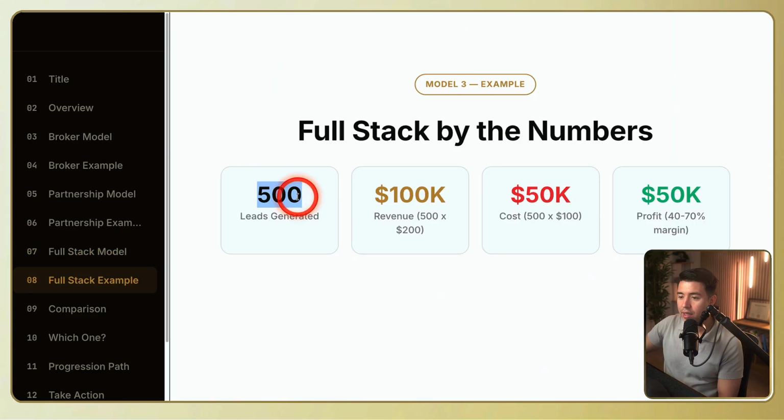In the full stack example, we generate 500 leads, sell them at 200. That's 100K. It costs us 50K to generate those leads, and then we profit the rest, right? So it's a lot more work, but you also have a lot more control.